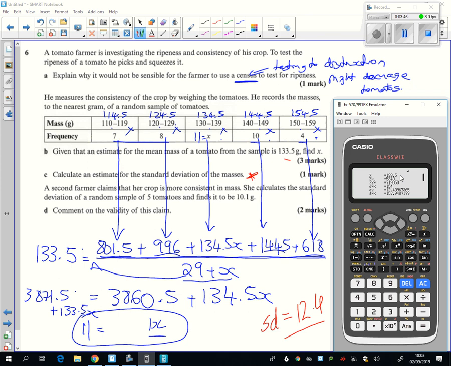The second farmer says that theirs were more consistent because they had a standard deviation of 10.1. And so actually you'd say, well, yeah, actually they do look a little bit more consistent, so I would agree with them. It does look to be a little bit more consistent, although I would worry that I had a sample of just 5 tomatoes there. So although it is lower, the sample size is not as good.